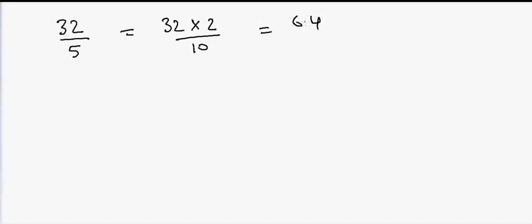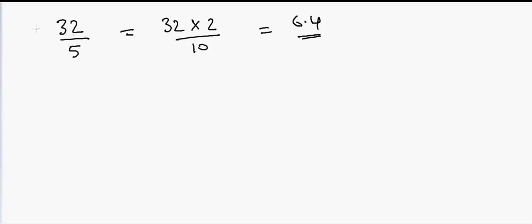Hi everyone, in this video we'll talk about another metric which can be used for faster calculation. Here we are dividing a number by 5. Suppose I have 32 and I want to divide it by 5. It looks a little complicated, but an easy way to do this is 32 into 2 divided by 10. That will be equal to 64 and then a decimal, so it's 6.4.